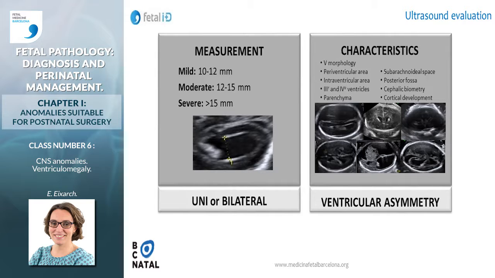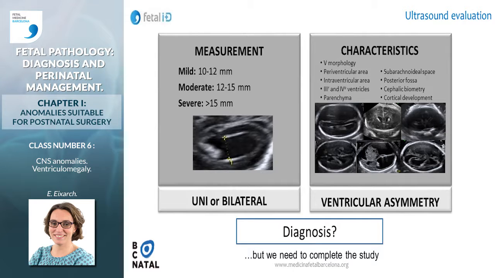Once we assess the measurement and the characteristics, the morphology, the periventricular area, the intraventricular area, the third and fourth ventricle, the parenchyma, and posterior fossa, we have a suspected diagnosis. But besides all these, we have to describe whether it is uni- or bilateral ventriculomegaly, if it affects one or both ventricles, or also if there is a ventricular asymmetry, which is defined as a difference of more than 2.5 millimeters between both ventricles. With all this, we have a suspected diagnosis.